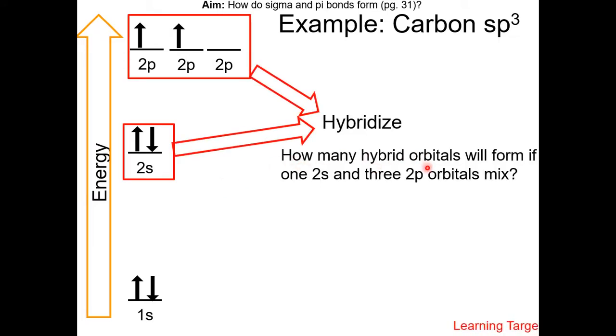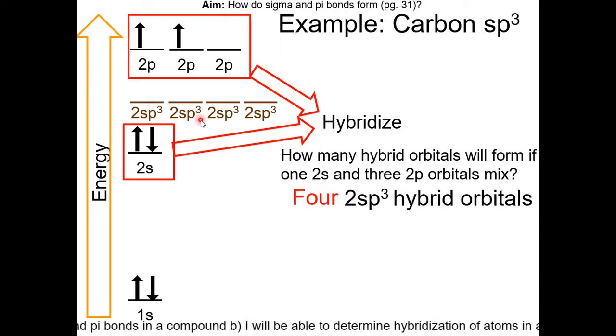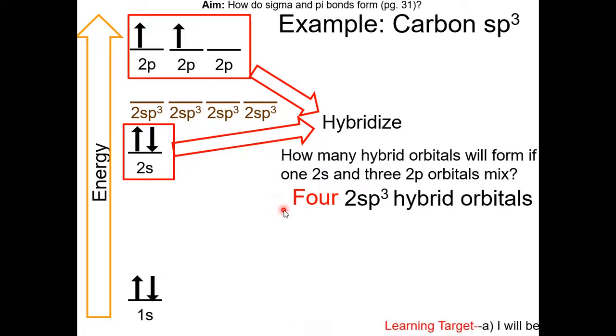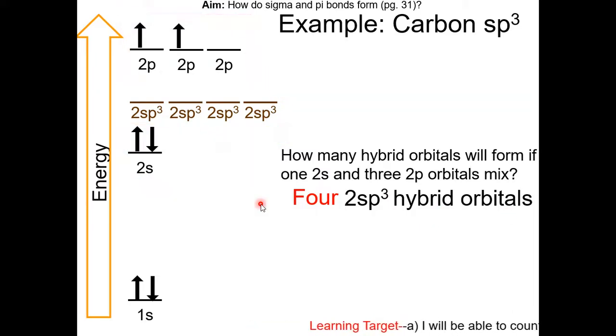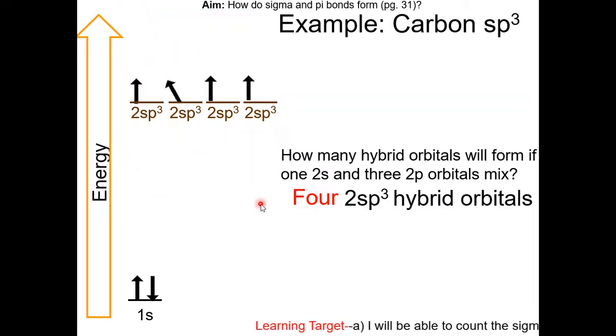How many hybrid orbitals will form if one 2s and 3 2p orbitals mix? Since there are 4 atomic orbitals mixing, there will be 4 hybrid orbitals formed. The energies of the hybrid orbitals are between the energies of the original atomic orbitals. The 4 new 2sp3 hybrid orbitals are equivalent in energy. Once the hybrid orbitals are formed, the original atomic orbitals disappear.